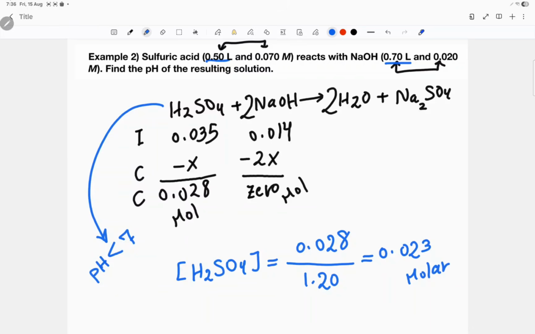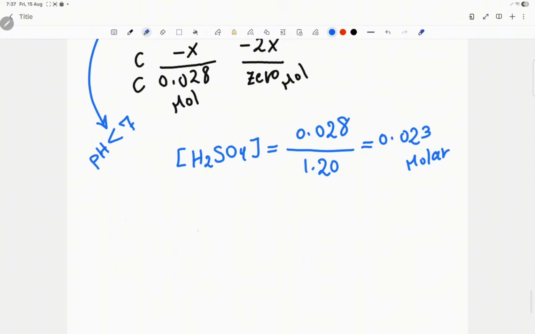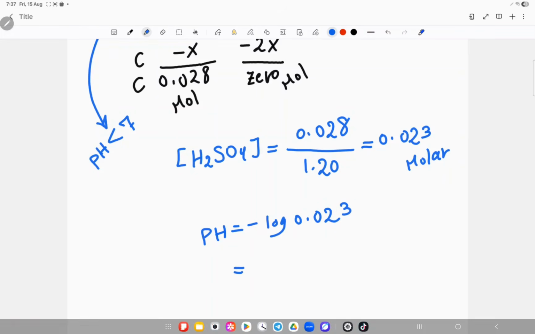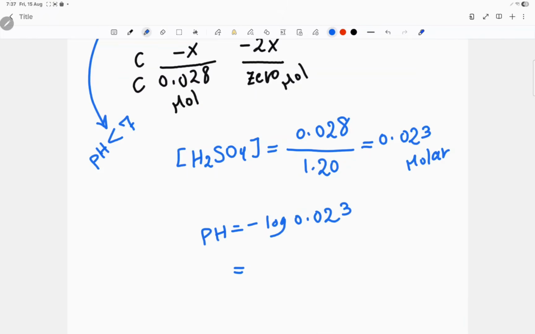Is this H plus? This is H plus essentially, yeah. Even for the last question? The last question was OH minus, because the one that survived was the base. Exactly. So now we're going to say that pH is equal to the negative log of 0.023. That's your answer. 1.64. Okay.